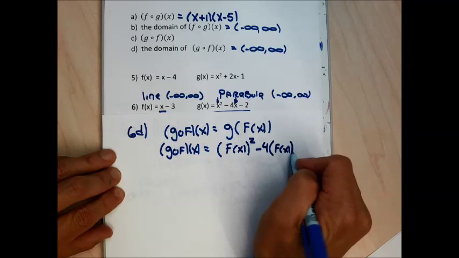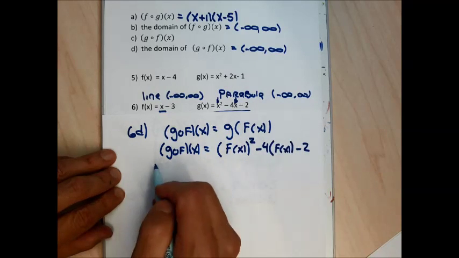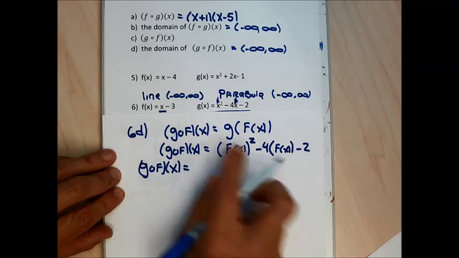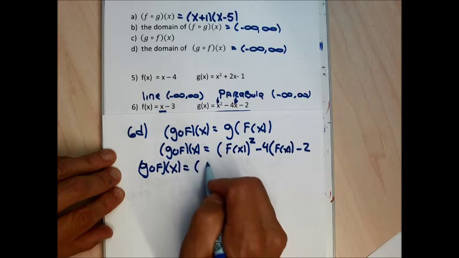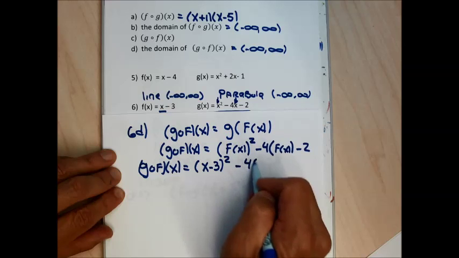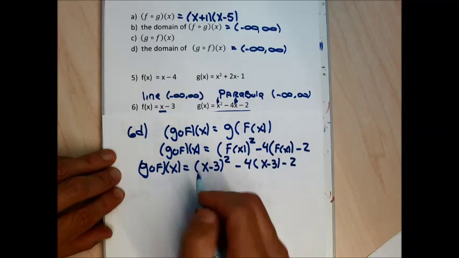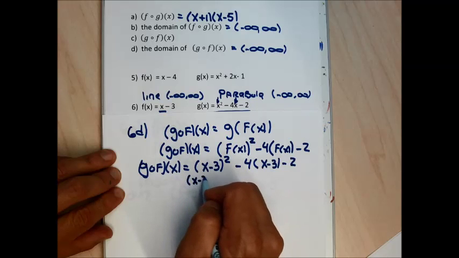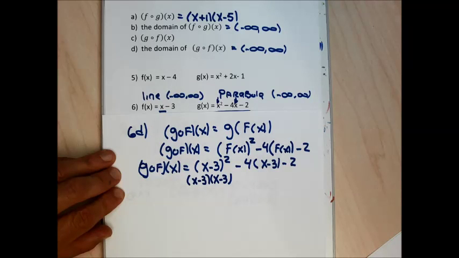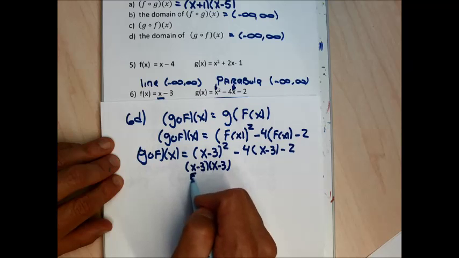Again, the f of x has to go in a parentheses because of the 4 in front of it, then the minus 2. Now I'm going to change the f of x's to x minus 3 and get g composed with f of x as x minus 3 squared minus 4 times x minus 3 minus 2. And now I just need to do the algebra to clear the parentheses and combine like terms. The first thing I'm going to worry about is the x minus 3 squared. I'm going to rewrite that as x minus 3 times x minus 3 and FOIL it.